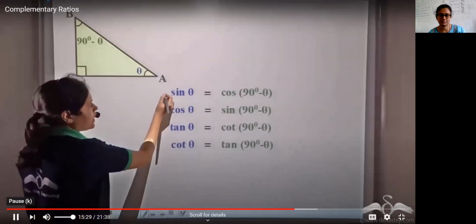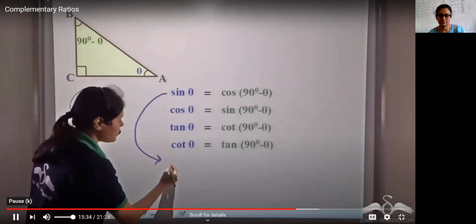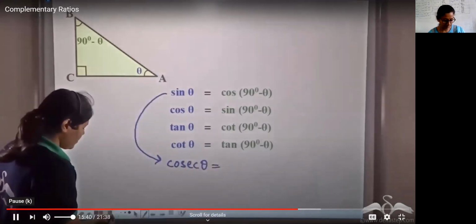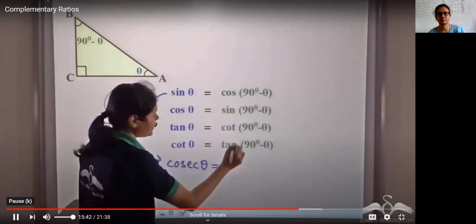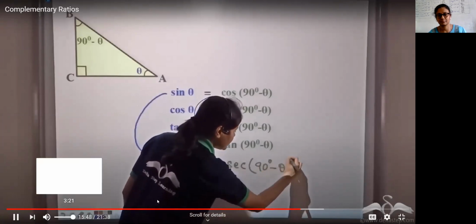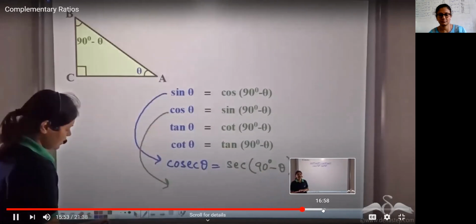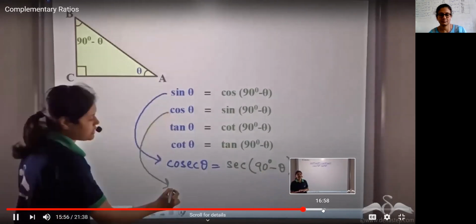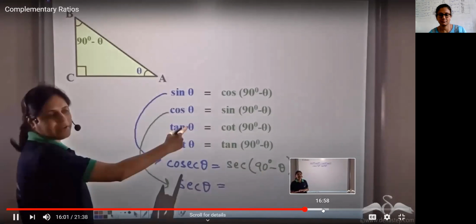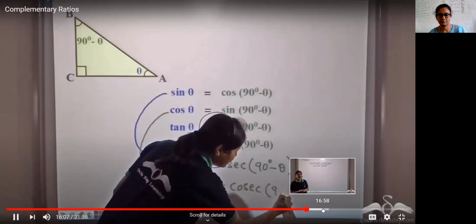Also, if you take the reciprocal of this, then 1 by sine theta is equal to cosec theta, and 1 by cos 90 degree minus theta is equal to sec 90 degree minus theta. If you take the reciprocal of this, then 1 by cos theta is equal to sec theta, and 1 by sine 90 degree minus theta is equal to cosec 90 degree minus theta.